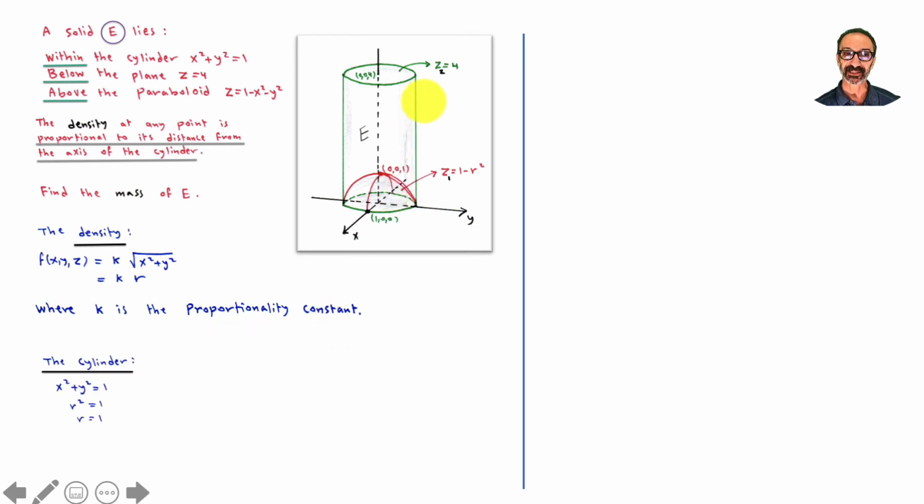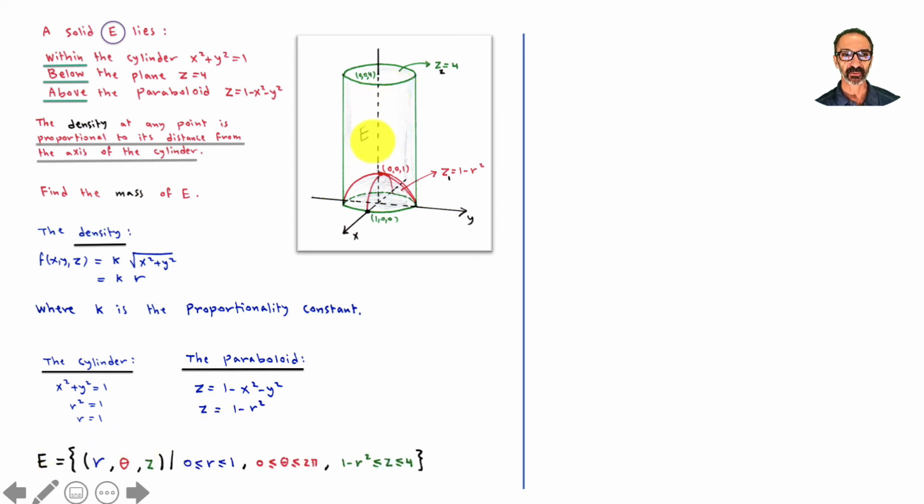Now, looking at the cylinder, we're not going to keep it in x's and y's, guys. The cylinder is x squared plus y squared equals 1. That is r squared equals 1, or r equals 1. Looking at this in red, the paraboloid z equals 1 minus x squared minus y squared can be written as z equals 1 minus r squared.